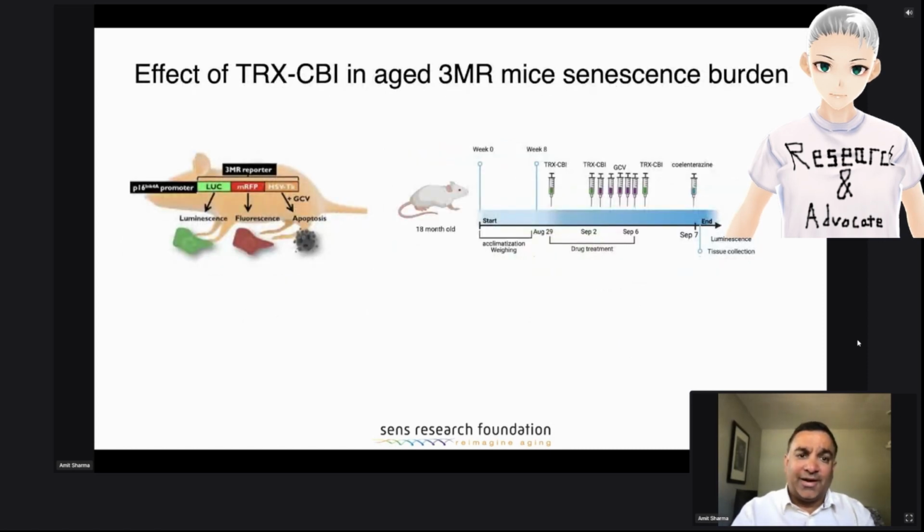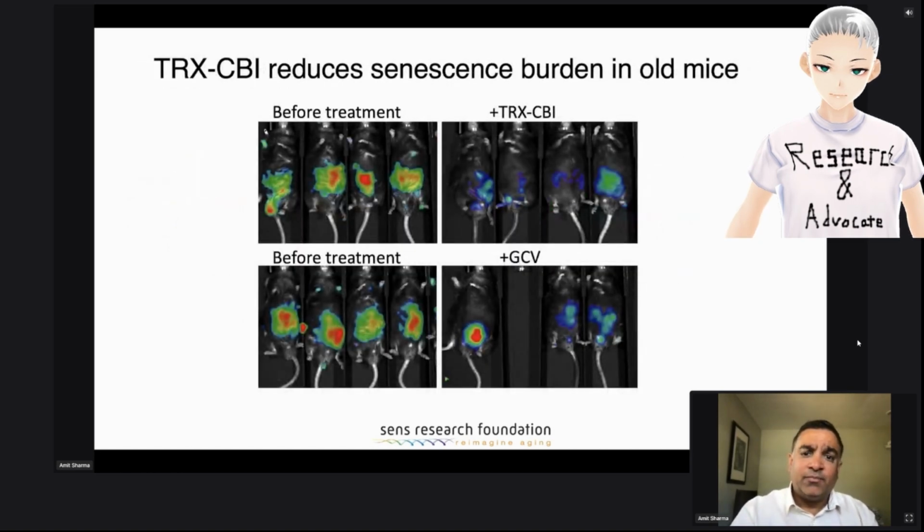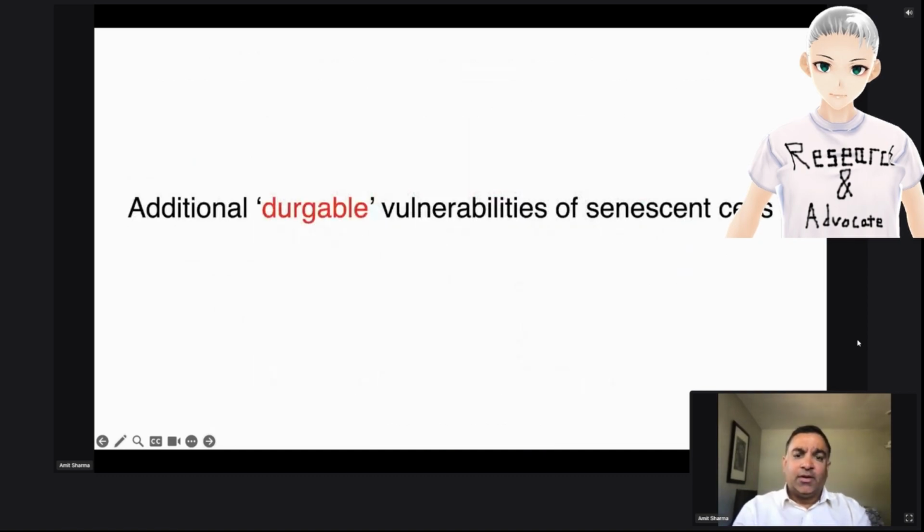We're moving forward by testing this drug, TRX-CBI, in a mouse model and trying to identify a novel senolytic approach here. We have some preliminary data showing that in older mice, 18 months old, the senescence burden, measured by p16-driven luciferase expression, seems to be quite high. When we treat them with TRX-CBI, that burden significantly declines, and GCV was the control here.